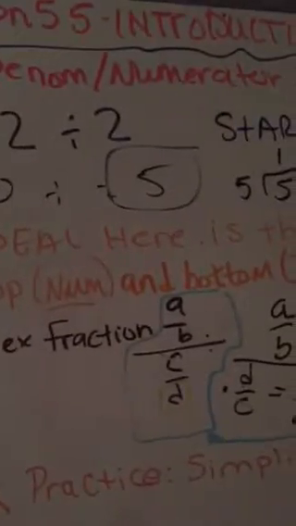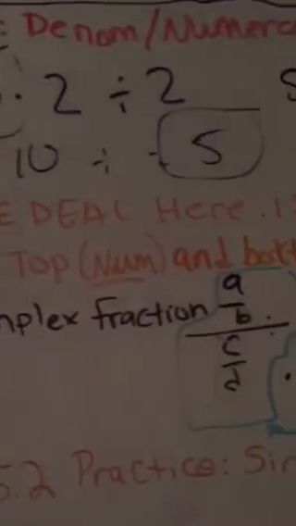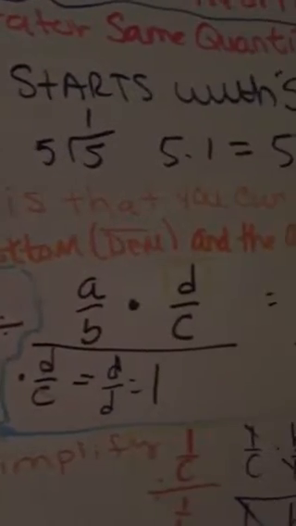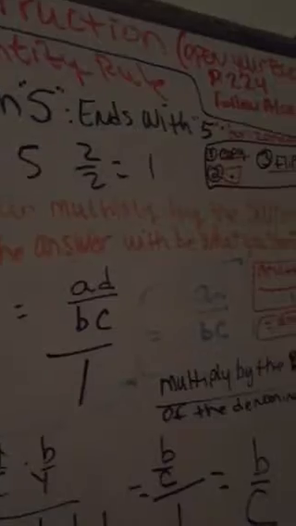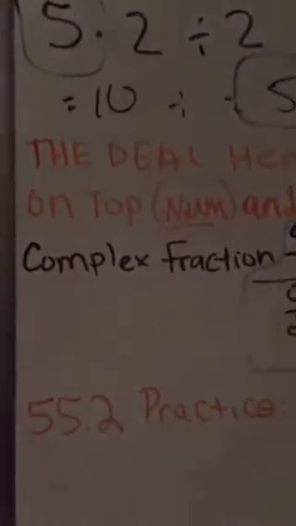And the deal with this rule is that you can multiply by the same thing on top and bottom, on the numerator and on the denominator, and the answer will be what you started with. That is the denominator, numerator, same quantity rule, since I can't talk.